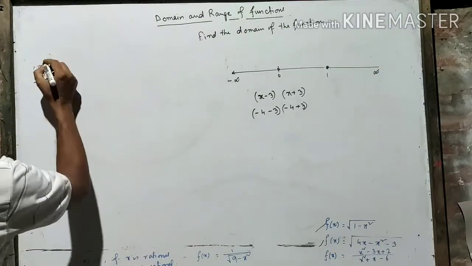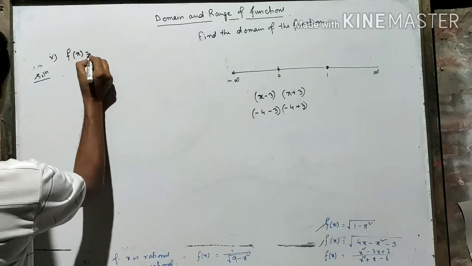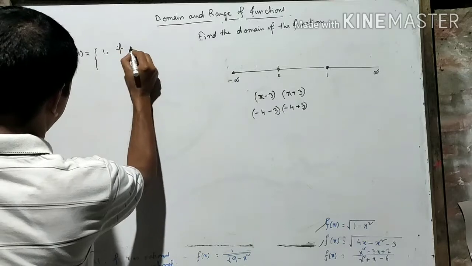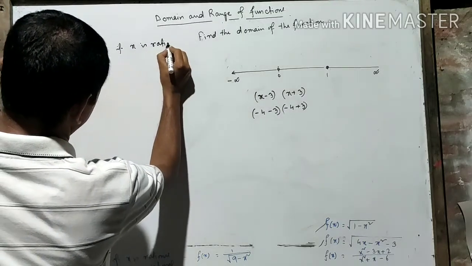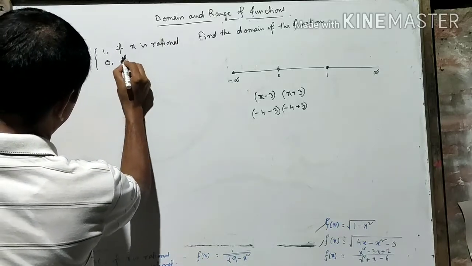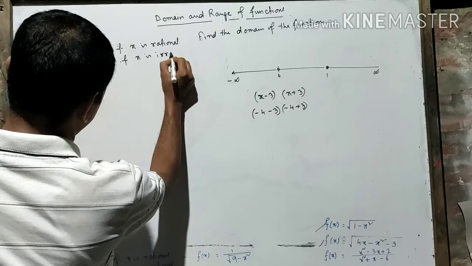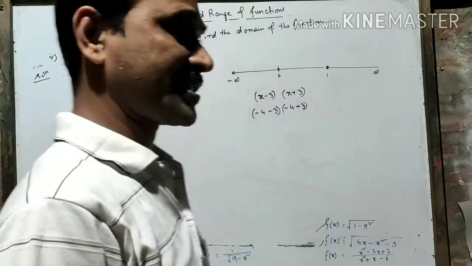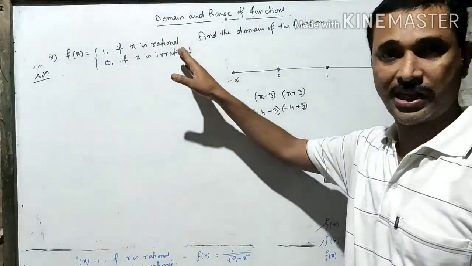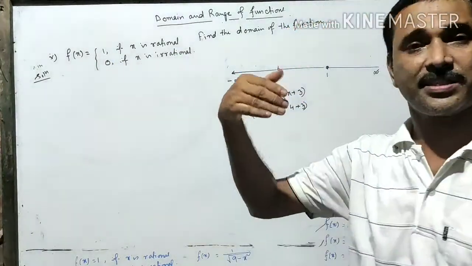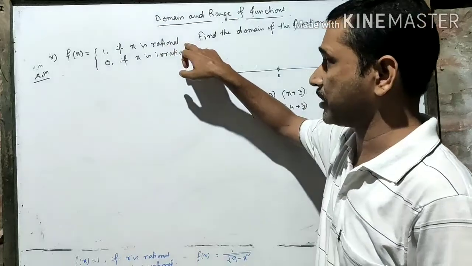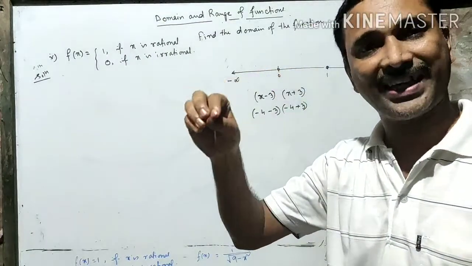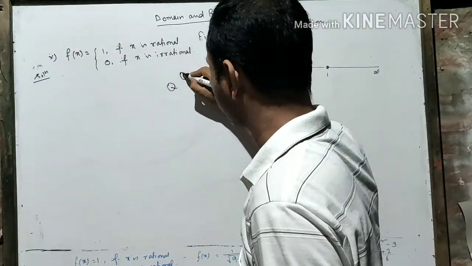And the last example. f(x) equal to 1 if x is rational, 0 if x is irrational. This is another form of defining a function. f(x) takes the value 1 whenever x is rational, and takes the value 0 whenever x is irrational. As per the definition, x is taking both rational and irrational values, both Q and Q complement.